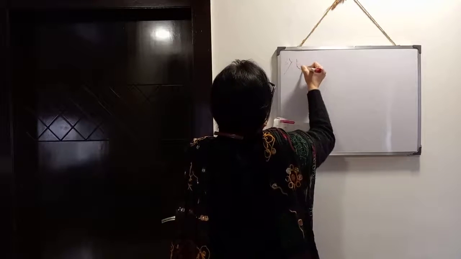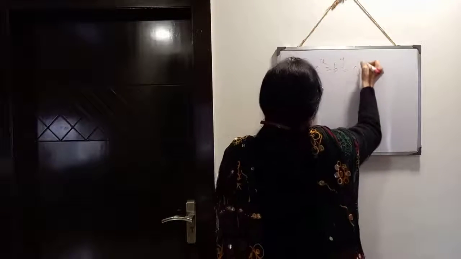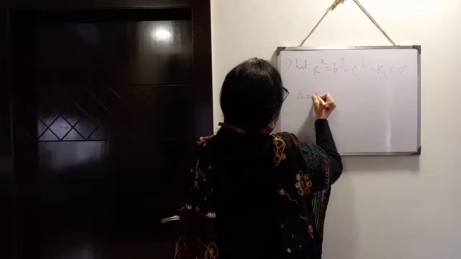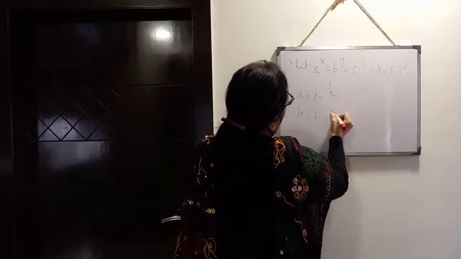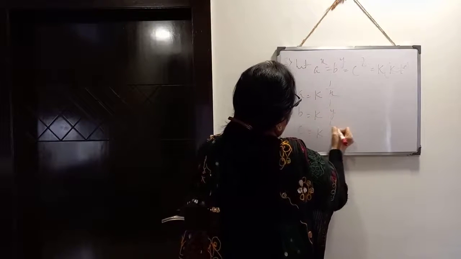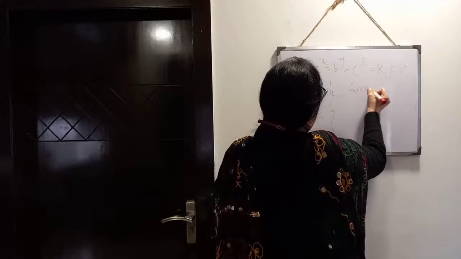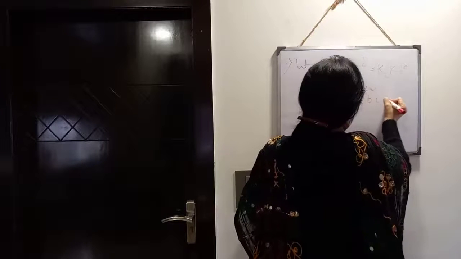We will consider let a to the power x equals b to the power y equals c to the power z equals k, where k not equal to 0. Then from here what can we write? a equals k to the power 1 by x, b equals k to the power 1 by y, c equals k to the power 1 by z. Clear? And what is given we have to write down now. What is given? It is given that abc equals 1.